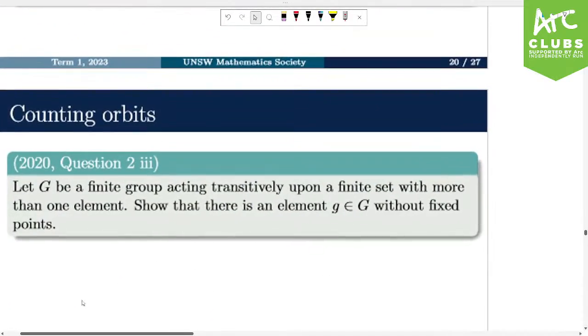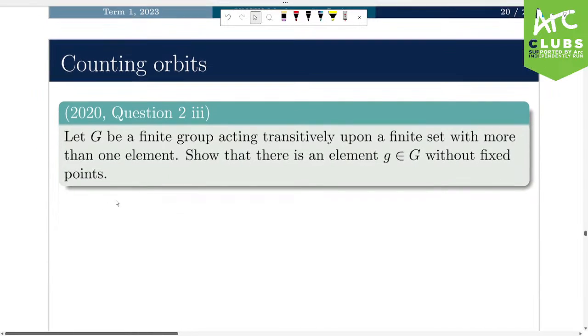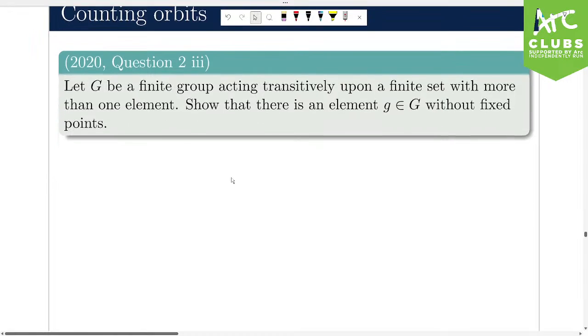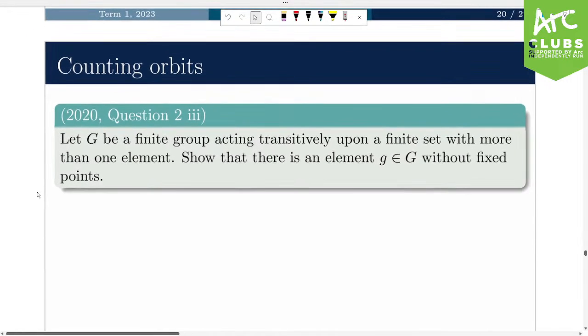Okay, here. This is a 2020 past paper question. Let G be a finite group acting transitively upon a finite set with more than one element, and show that there is an element without fixed points. So, how do we do this? And how do we get the idea on how to do this?